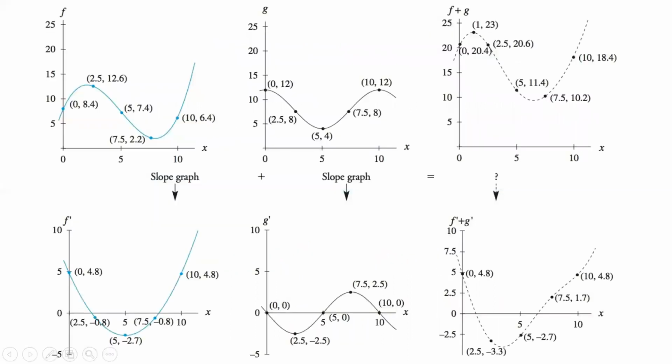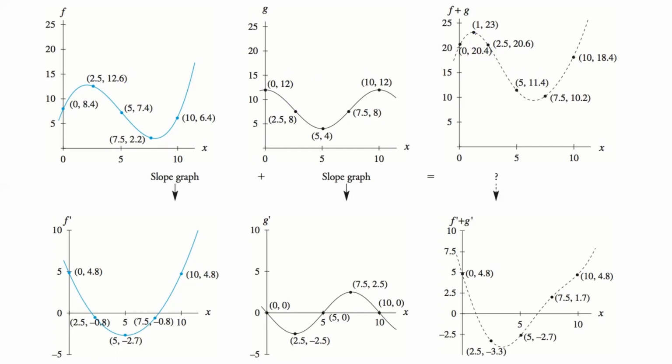Okay. Now this one's a little more complex. Here what we're doing is we have a function f, and we're going to add to that the function g. So if we look, we have certain points picked out here. So we have 0, 8.4, and then we have 0, 12. So we're going to add those two together. Well, 0 plus 0 is 0, and 8.4 plus 12 gives us 20.4. And then we do the same thing here. 2.5, 12.6, 2.5, 8. Well, then it goes up to the 2.5 and then 20.6.